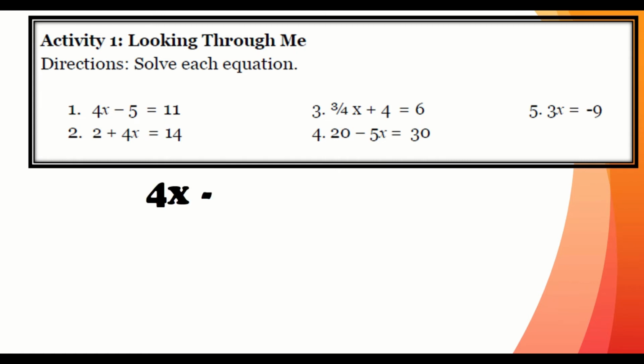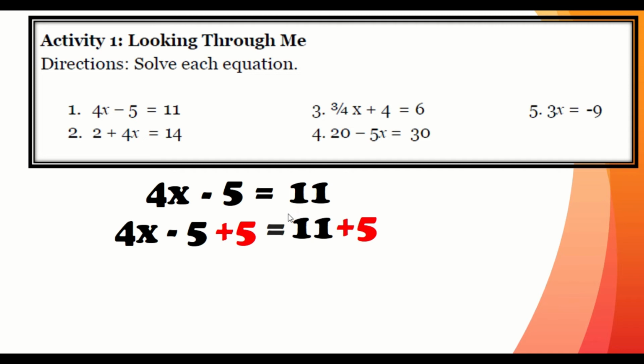So we're going to solve for 4x minus 5 equals 11. In this case, since we have 4x minus 5, we will remove the 5 here. To remove this, since the 4x is left here, you will add 5. When you add 5 here, you will also add 5 on the other side. Since minus 5 plus 5 is 0, what remains is 4x equals 16.